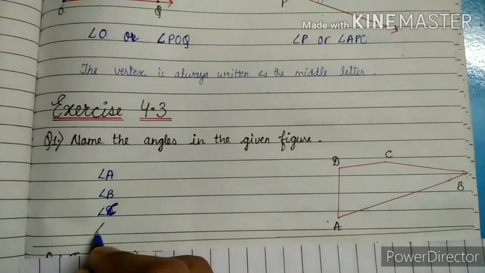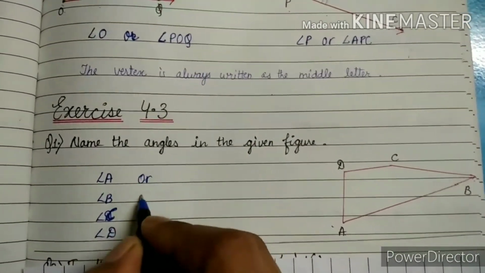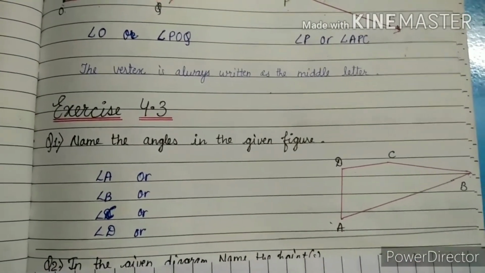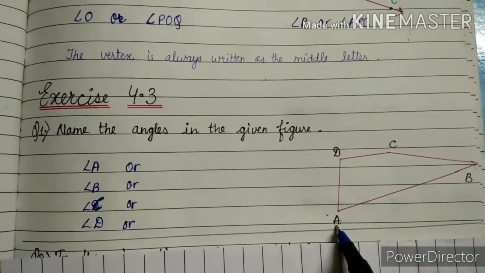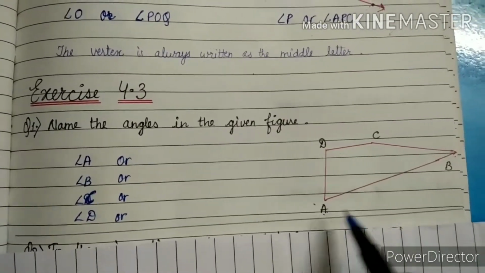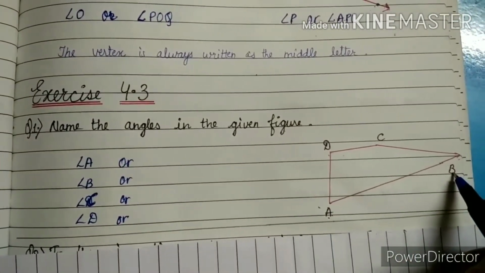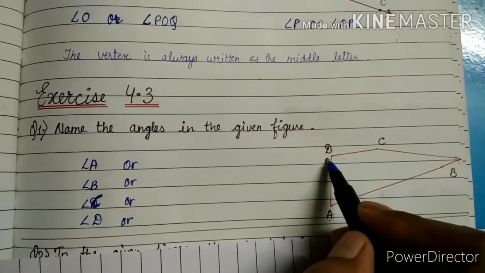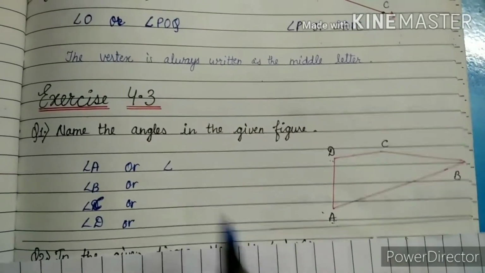We will write their full names, because we have to learn how to write full names. Now we are on angle A. The name of angle A we can take from D or we can take from B. I am taking from D. The vertex is A, so A will come in the middle.